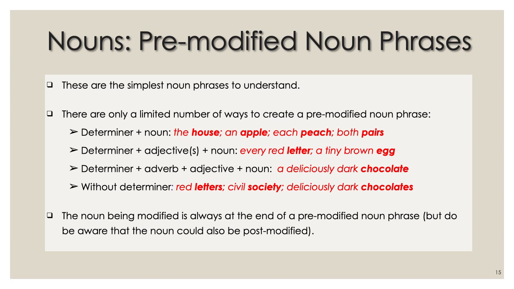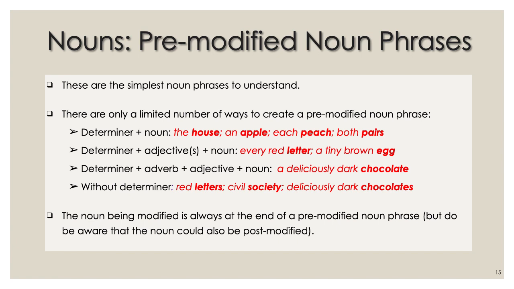And less commonly, but sometimes, you will get noun phrases that are pre-modified but have no determiner, as in red letters, civil society, and deliciously dark chocolates. You can see there that sometimes there's a connection between the singular and the plural, where the singular, a deliciously dark chocolate, has a determiner, but the plural doesn't, deliciously dark chocolates.